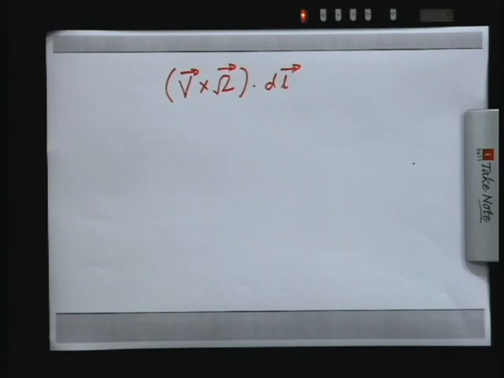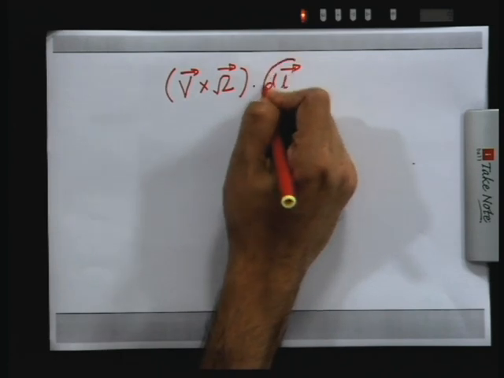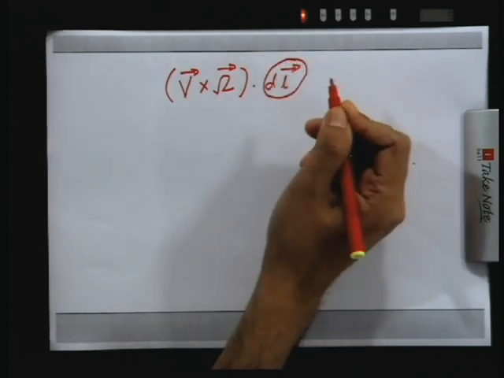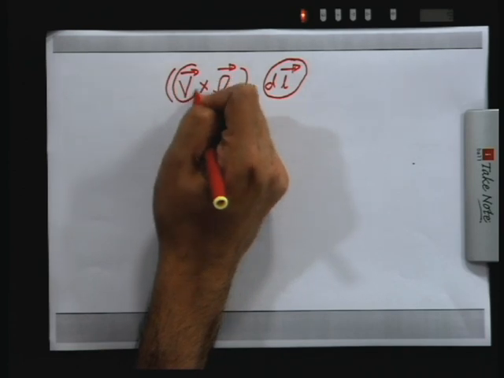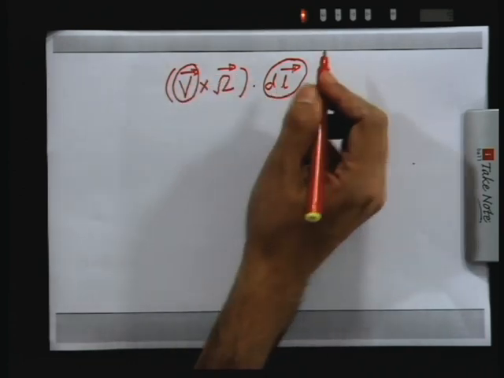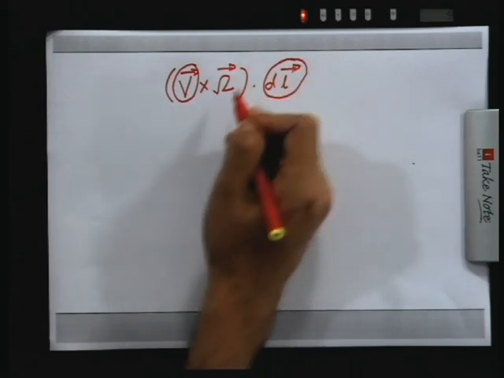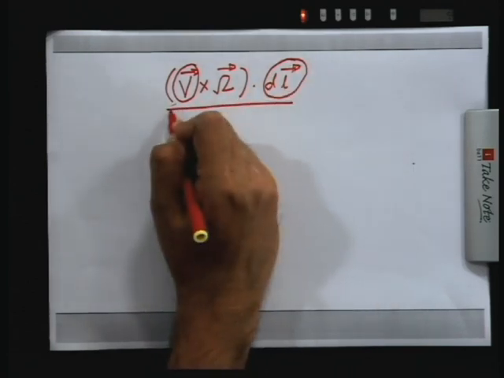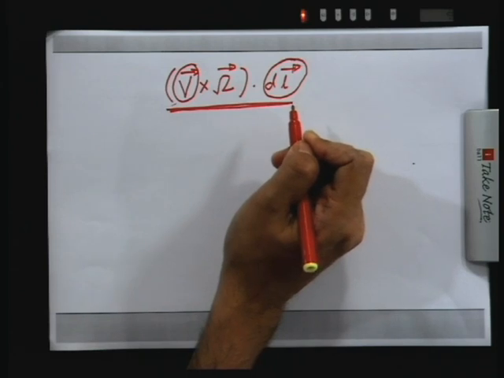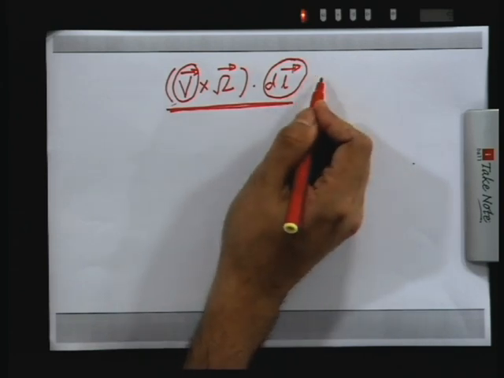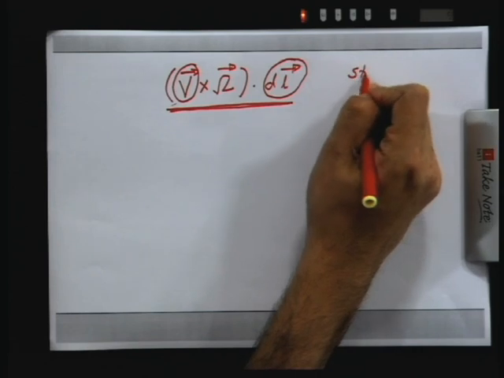We discussed three cases in which that becomes possible. One is that your evaluation is along a streamline, so that dl is oriented along a streamline, because V is also tangential to the streamline and dl is also oriented along the streamline. This vector operation will give you 0. So, the first case is along a streamline.